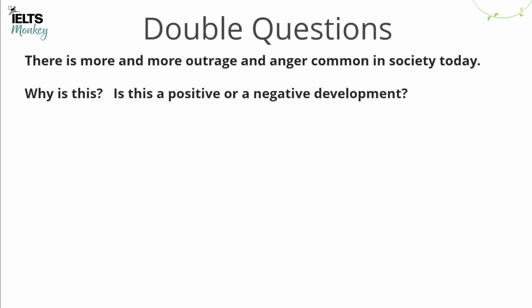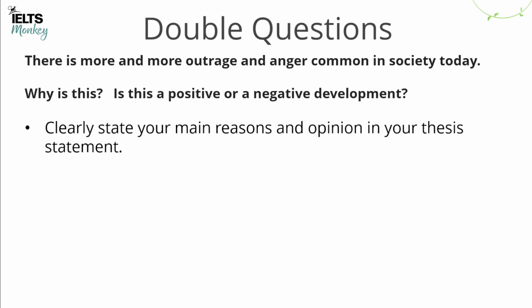Finally, double questions, almost done. There is more and more outrage and anger common in society today. Why is this? And is this a positive or negative development? So, in your first body paragraph, you need to clearly state what the reason is. If you have two reasons, you can give two main body paragraphs. The first reason is this. Here's why. Here's an example. Here's a result. Next body paragraph.